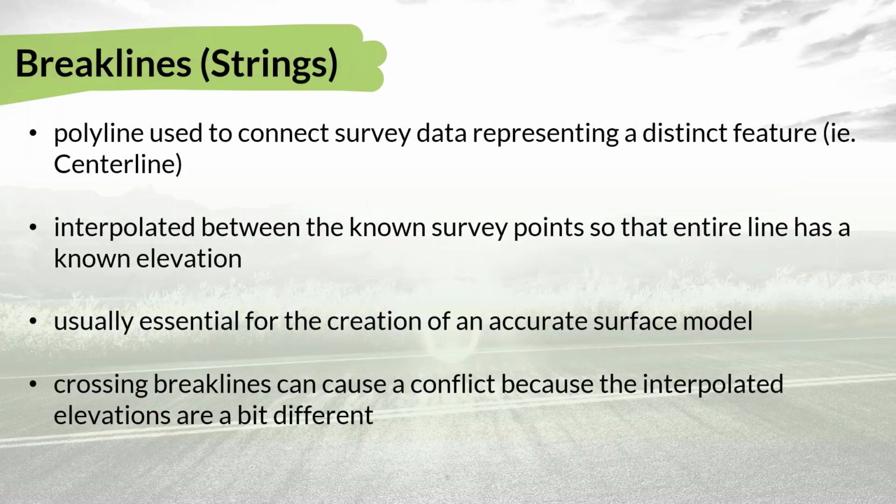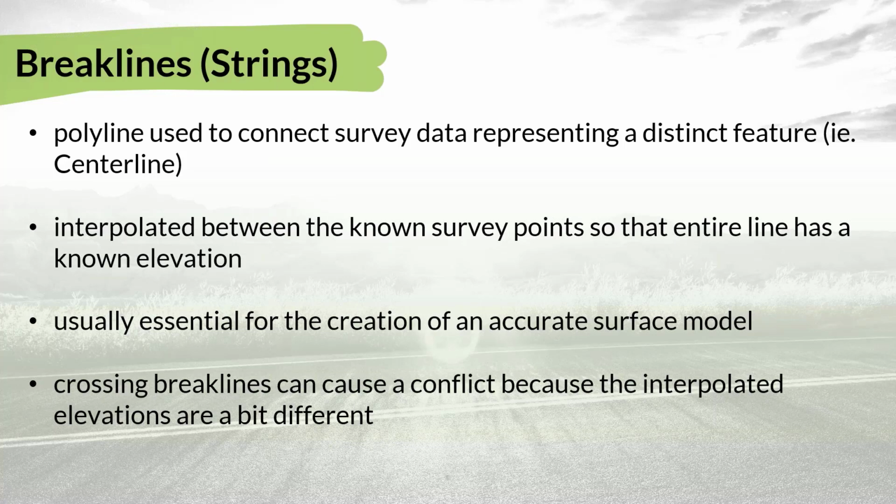The other introductory concept I wanted to cover before I pass it over to David Mills is a little more about break lines, or strings, as some people call them. As you know, break lines are polylines that are used to connect survey data representing a distinct feature. This could be a shoulder, an edge of pavement, toe of slope, etc. The data is interpolated between the known survey points so that the entire line has a known elevation. Break lines are usually essential for the creation of an accurate surface model. It is the interpolation of the data, not just the survey data itself, that determines the shape of the model.